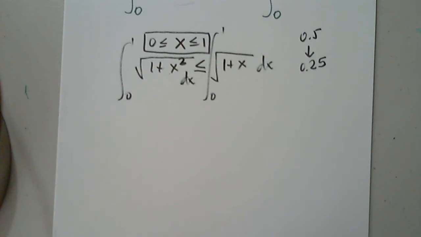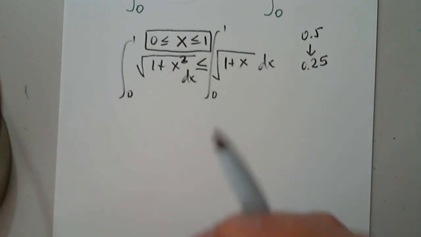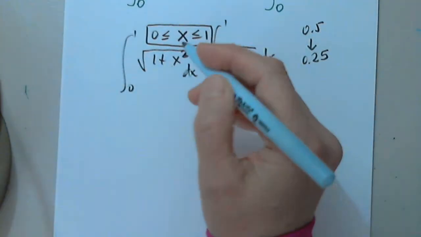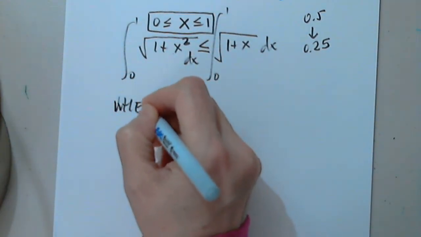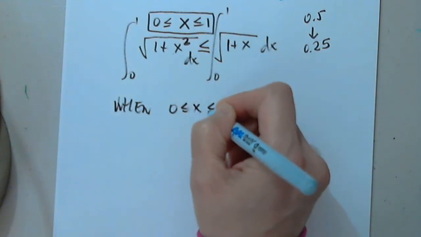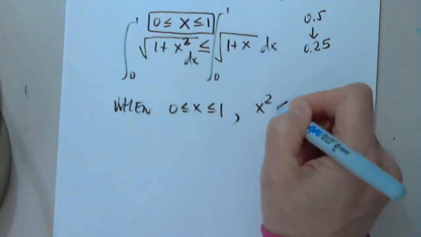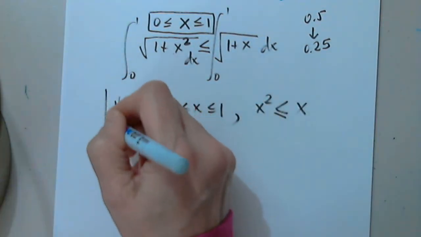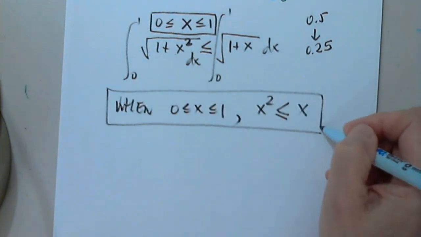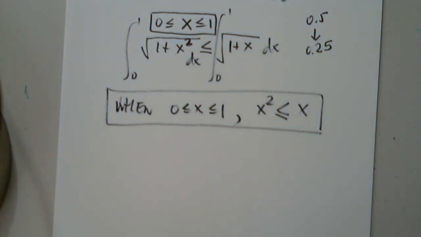Is this okay? So just to reiterate, when x squared is less than 1, it's less than x. Only when x is between 0 and 1. When x is between 0 and 1, x squared is less than or equal to x. Is that better?